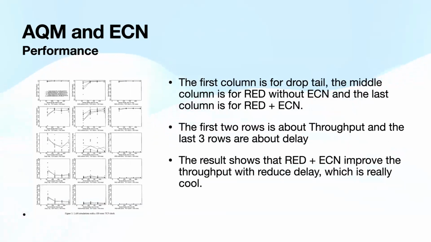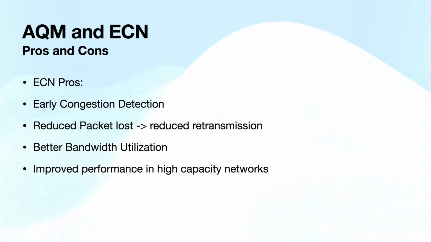So for the performance, the first column is for drop tail. The middle column is for RED without ECN, and the last column is for RED with ECN. The first two rows are about throughput, and the last three rows are about delay. The result shows that RED plus ECN improves the throughput with reduced delay, which is really cool. And let's talk about the pros and cons of ECN.